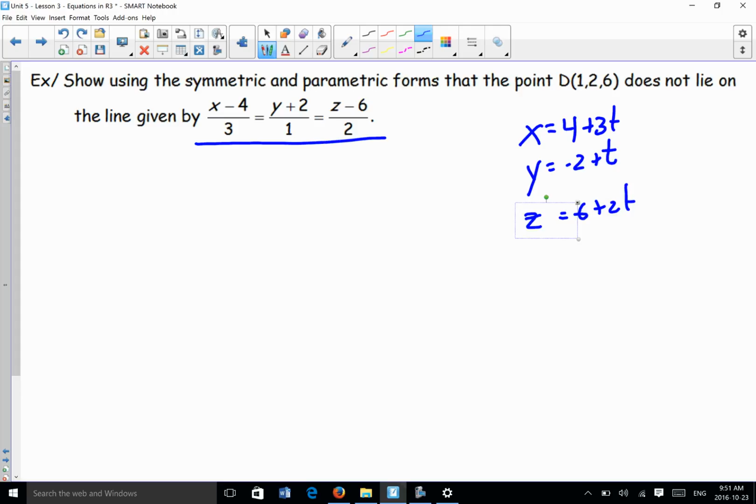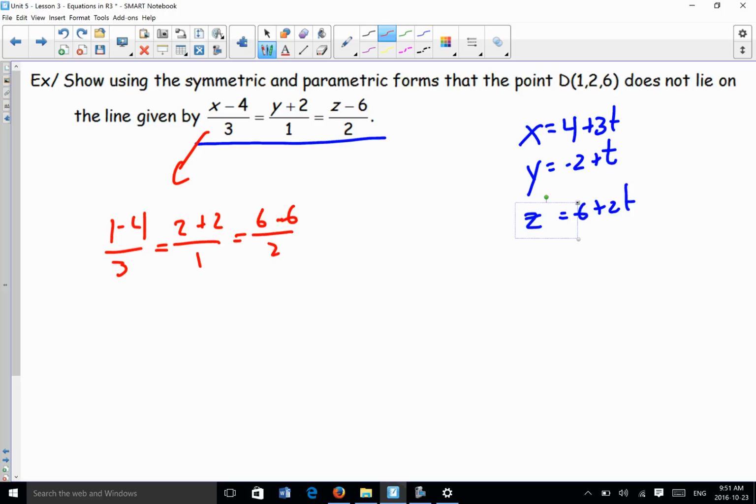Now down the road, I won't make you do both. I'll say pick one or the other, and depending on which format you have, there are different ways you can show this. So how can I show that (1, 2, 6) does not lie on this line? Let's do this one first. If I put that in for my x, y, and z, I'll get (1 minus 4) over 3 should equal (2 plus 2) over 1, and that should equal (6 minus 6) over 2.